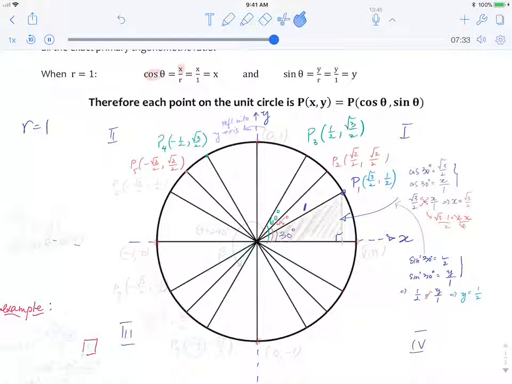And in blue, we're going with P6. And Owen, what is this point? It's going to be negative root 3 over 2, and 1 over 2.